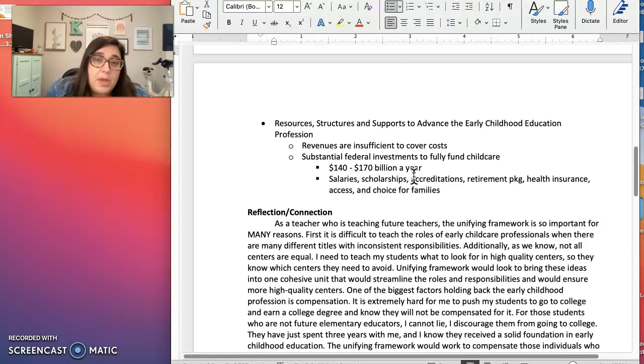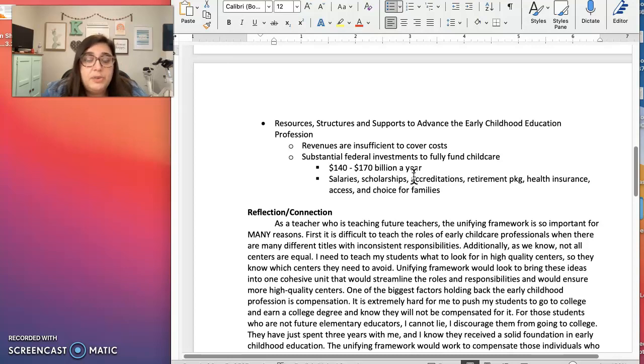Whereas with a unified framework, they want to make high quality accessible for everyone, right? So that 140 to 170 billion a year that they're estimating is needed will also go into helping families afford that quality education. In addition, teacher's choice, right?